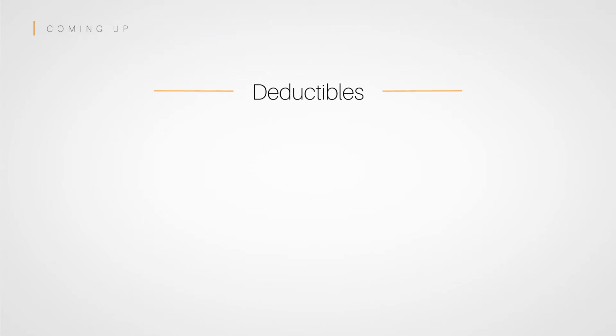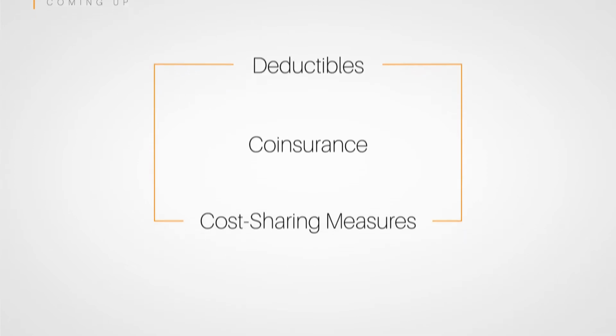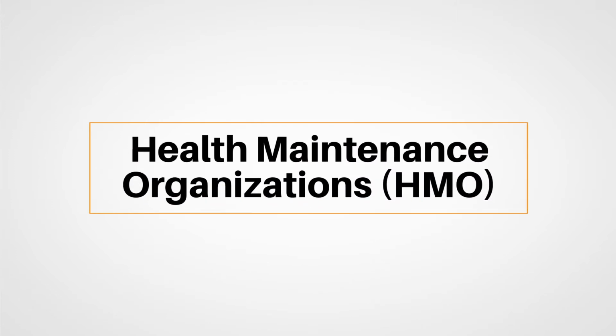We'll discuss deductibles, coinsurance, cost-sharing measures, and other ways an insured might be able to limit how much money is spent on a medical claim. From there, we move on to Health Maintenance Organizations, or HMOs. HMOs have been around a lot longer than most consumers know.